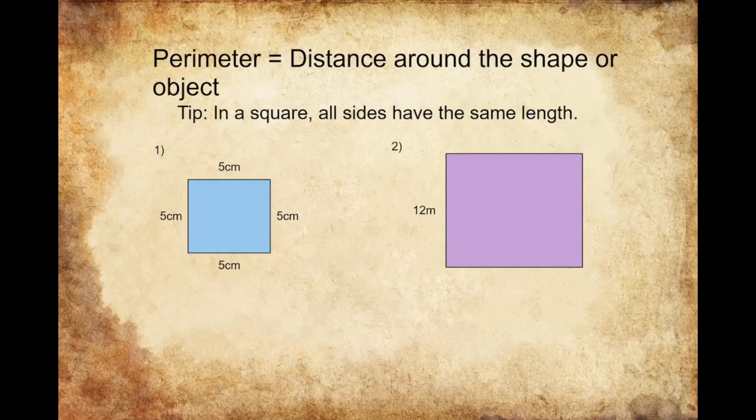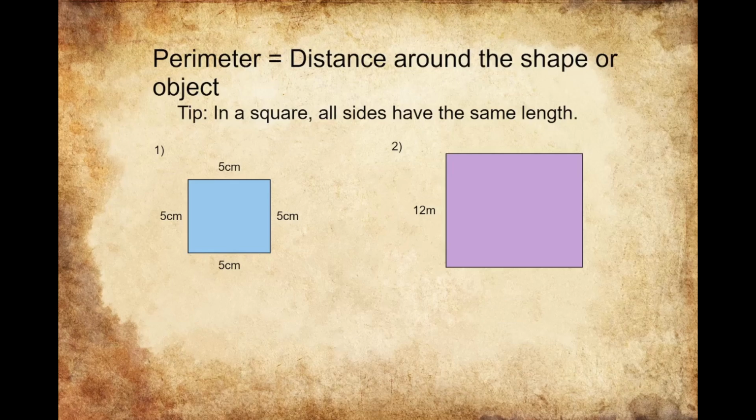Today we're going to be looking at how to find the perimeter of a square. Whenever you hear the term perimeter, it means the distance around a shape or an object. So if you're being asked to find the perimeter of a shape, that means you're being asked to find the distance around this shape.